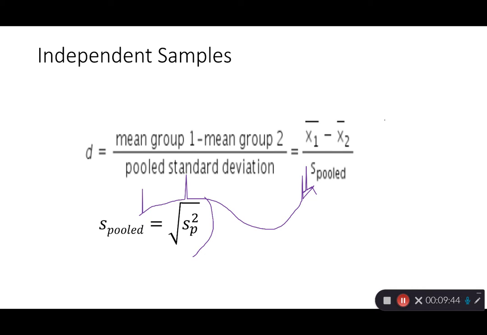Now this is relatively easy to find. These are things we're going to have laying around after we've done a hypothesis test. We're certainly going to have the sample means, and we're going to have the pooled variance, s squared sub p. So what we're going to do is take the square root of one of those numbers, and we are off to the races.